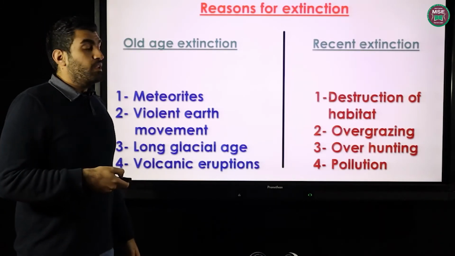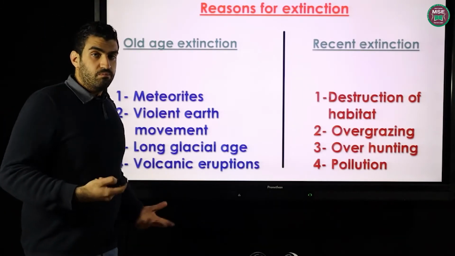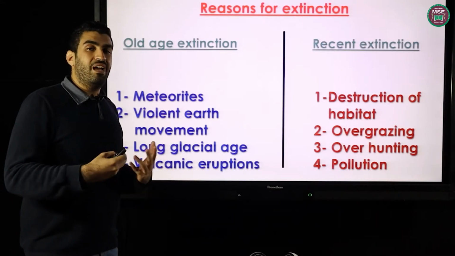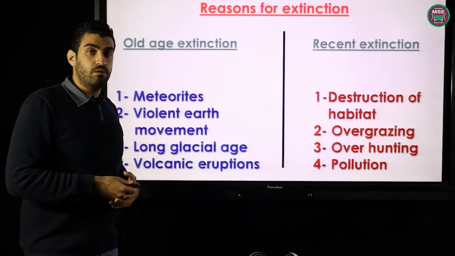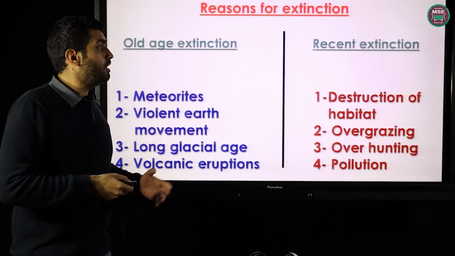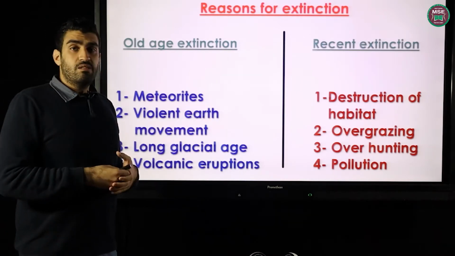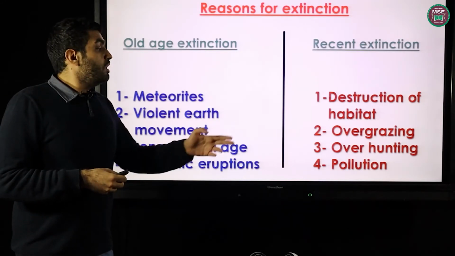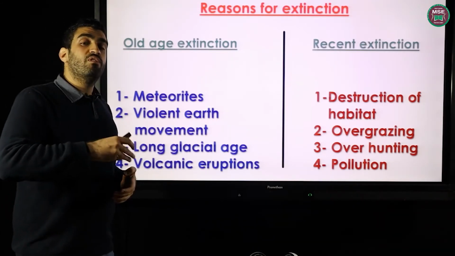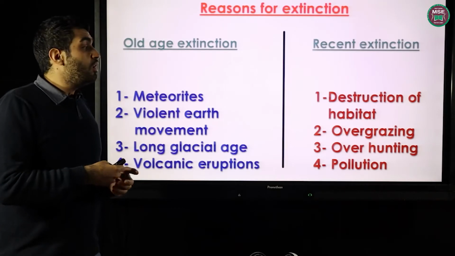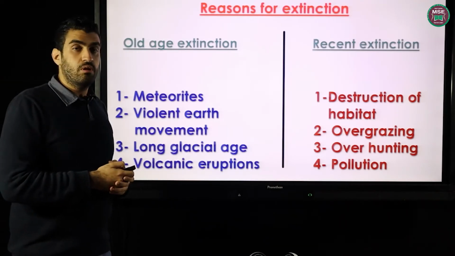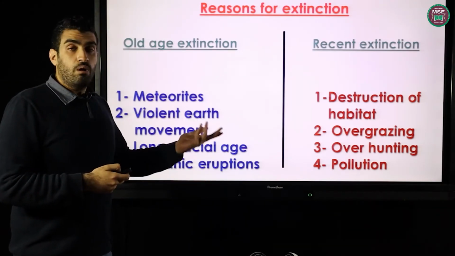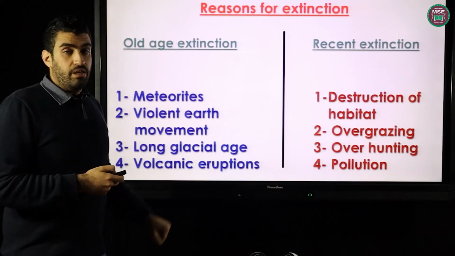Recent extinction. The reasons for recent extinction are mainly related to human activities. We are the main reason for the extinction now. Like destruction of habitats, cutting trees for example. Overgrazing, overhunting, to hunt more than you need, and pollution. All these reasons cause extinction in the recent age. Okay.